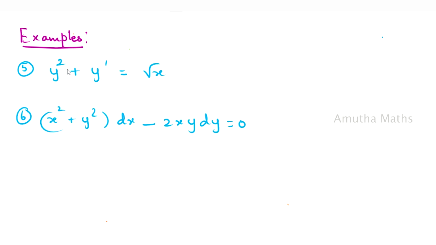Now look at the fifth example. y square plus y dash is equal to root x. So here y dash means what? y dash means dy by dx. y dash is dy by dx. So here the dependent variable is y. So the dependent variable y has the degree 2. The first condition is it should be of degree 1. So here we are having degree 2. So this is a non-linear ordinary differential equation.